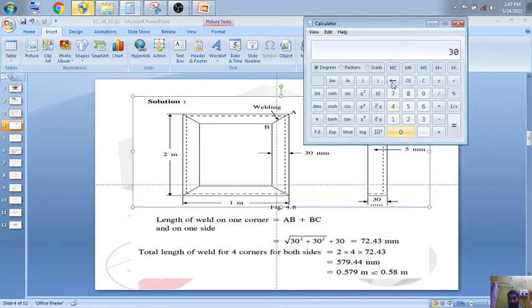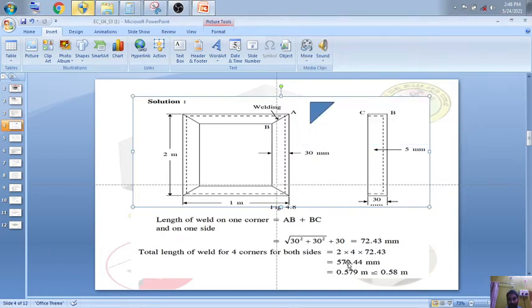So square root of 30 square plus 30 square, that is the answer. So total length will be 72.43. This is 42.43 plus 30 is 72.43.